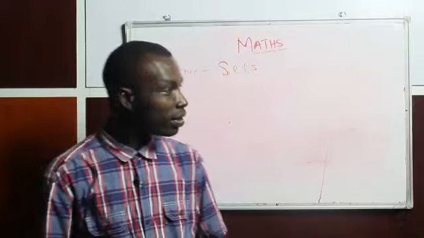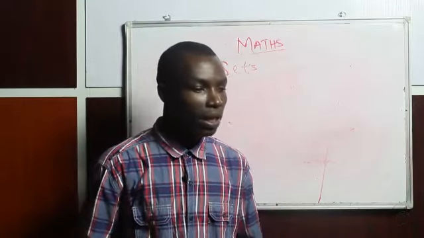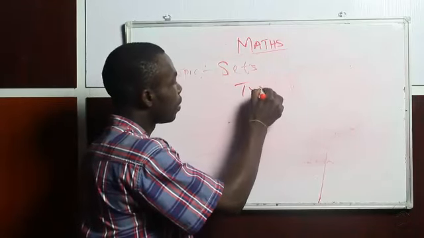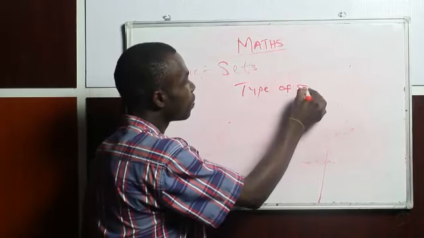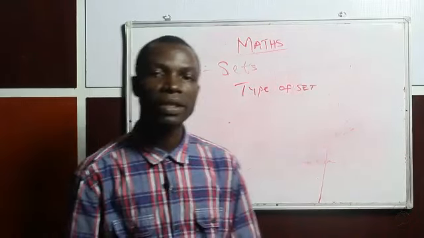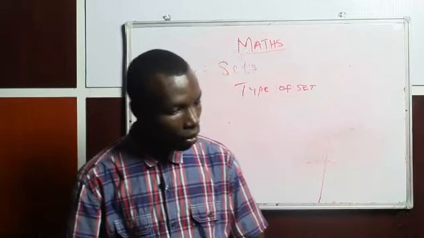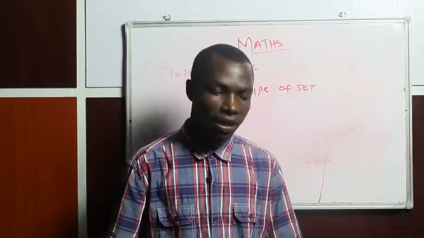Good. You are correct. I'm confident that you have gotten the answer. Let us proceed by showing you types of sets. We have different types of sets. Number 1, we have empty sets.